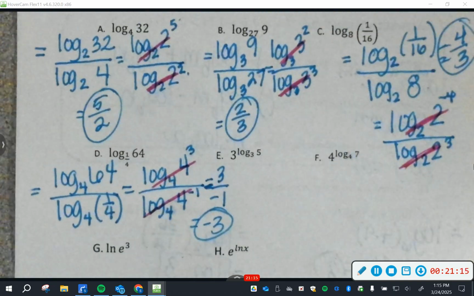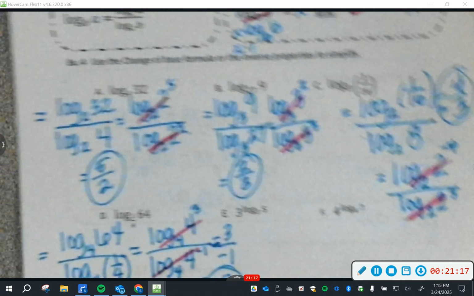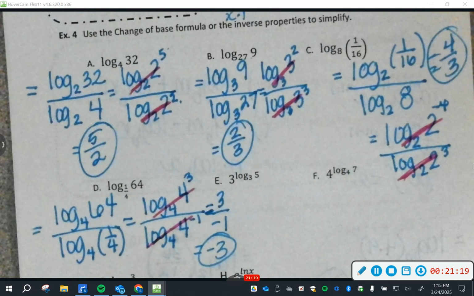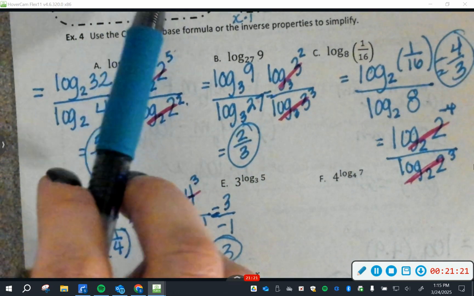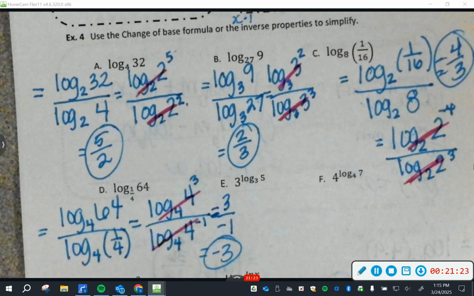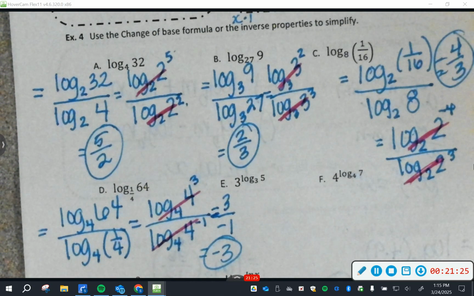Okay? So you might be wondering, well, how do I know when to use this formula? You use the formula when you're told to simplify a log that won't work with your power chart. If it doesn't work with the power chart, then you have to use this. Okay? Okay, now look at this one.